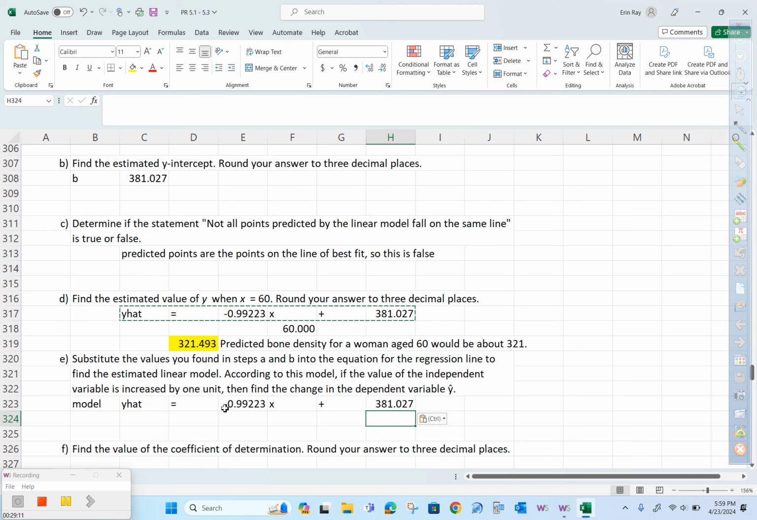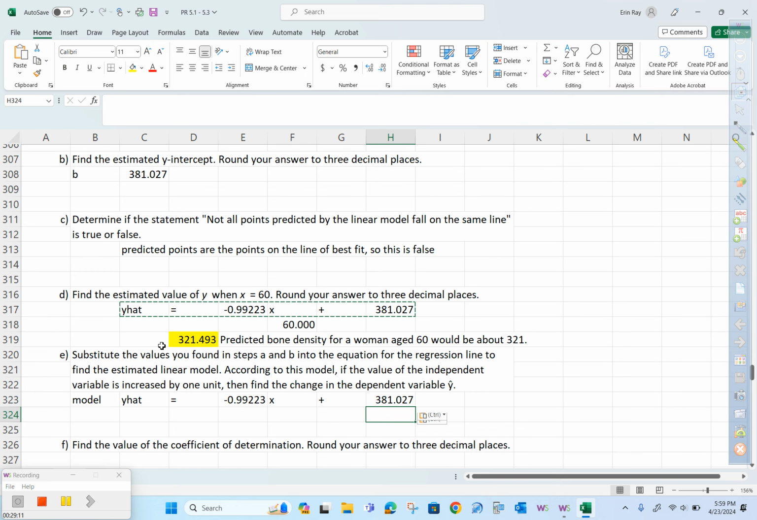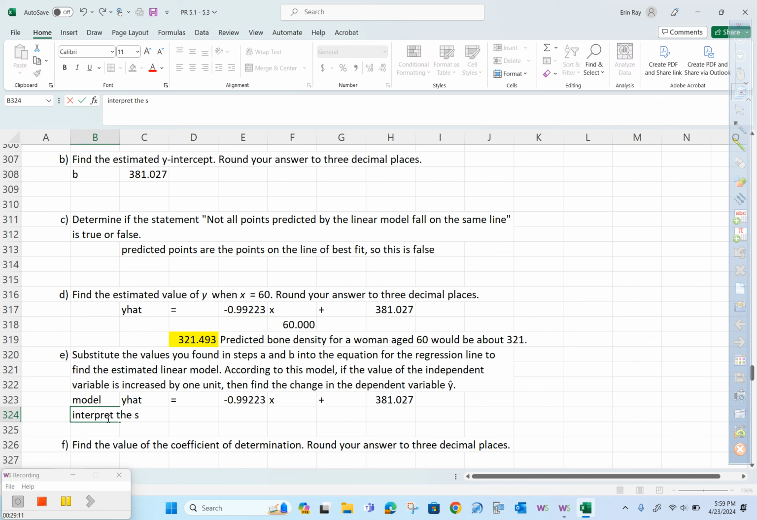This one just wants the model, so you can write it all in one go. You don't necessarily have to do it in separate cells. The separate cells only helps when you're predicting things like you did up here. Then it also said, according to the model, if the value of the independent variable increased by 1, find the change in the dependent. The second thing just says interpret the slope. And we did that on part A. Okay, so we don't need to do that again.